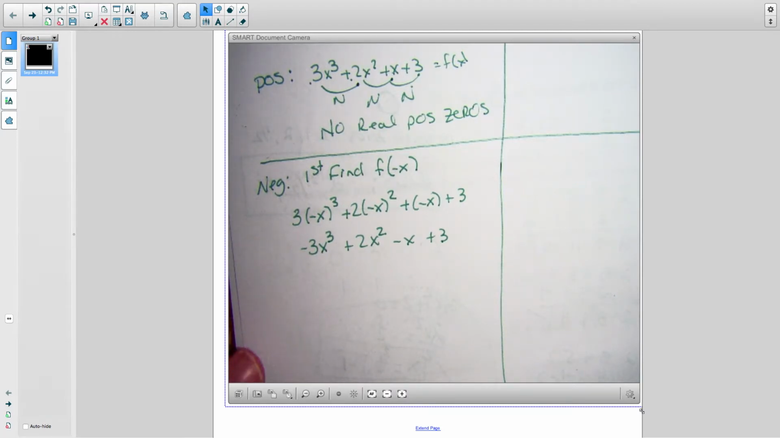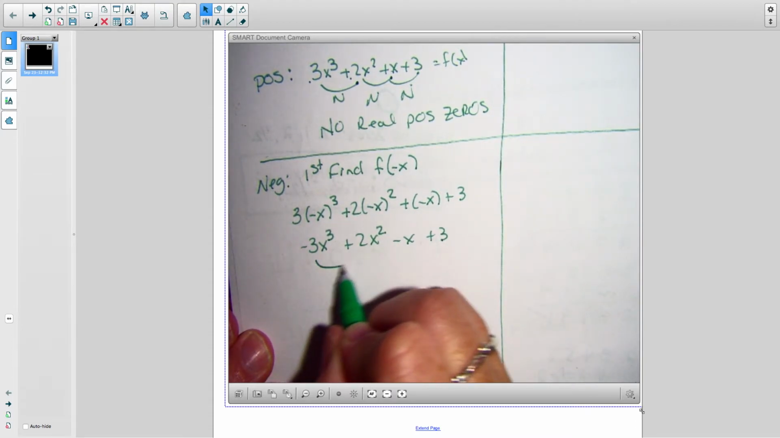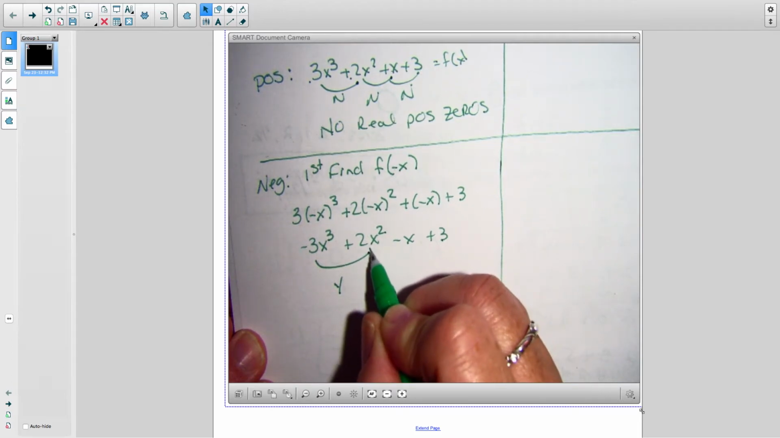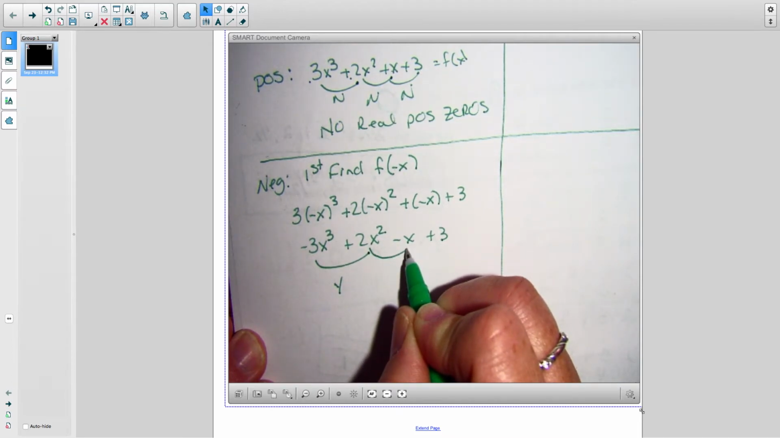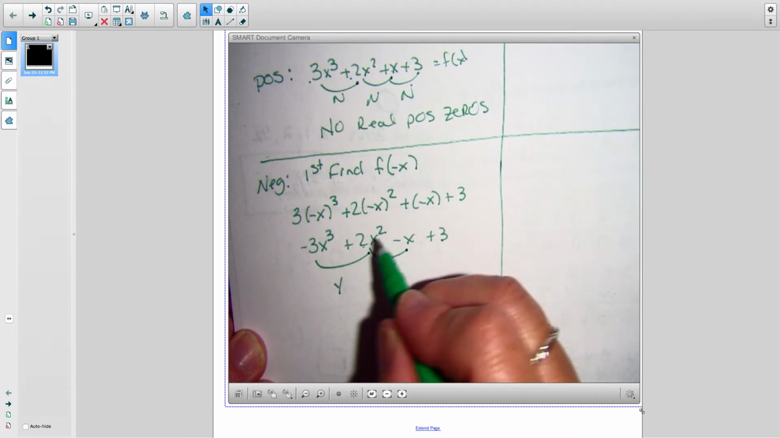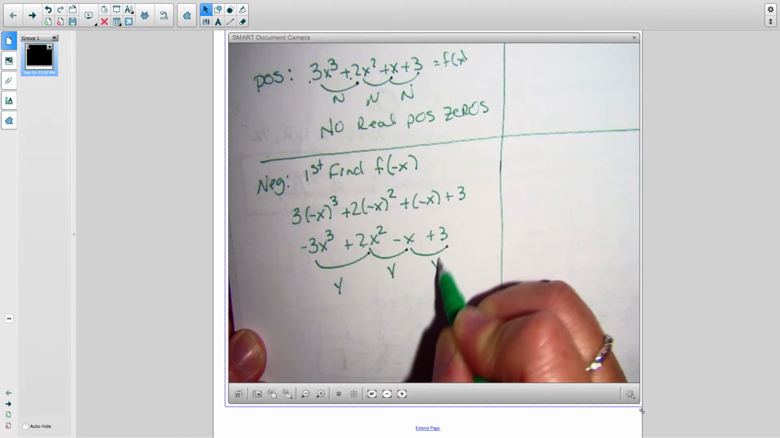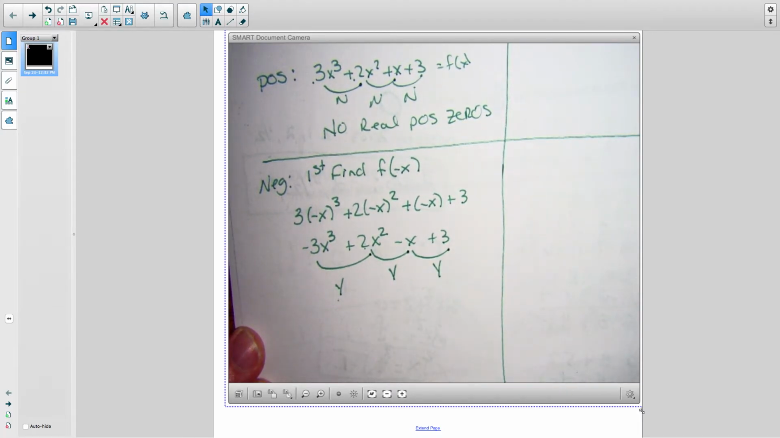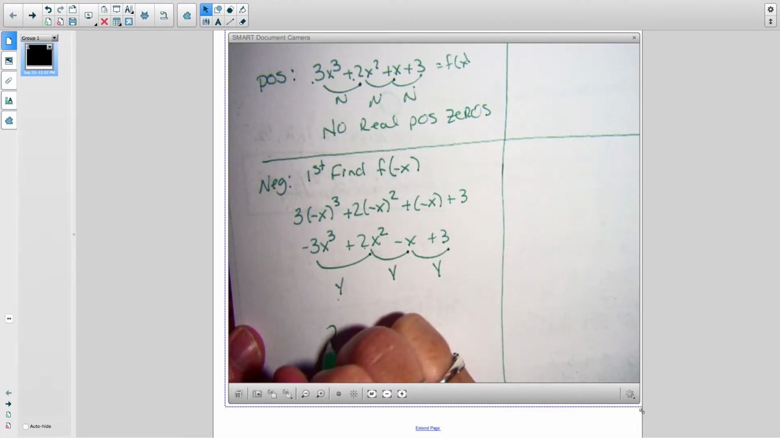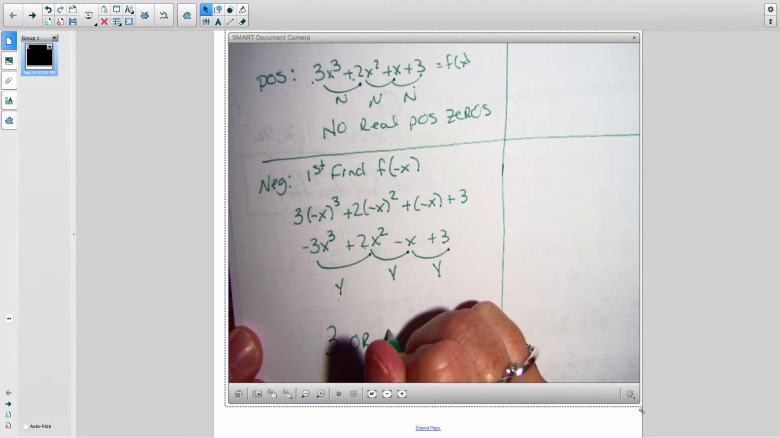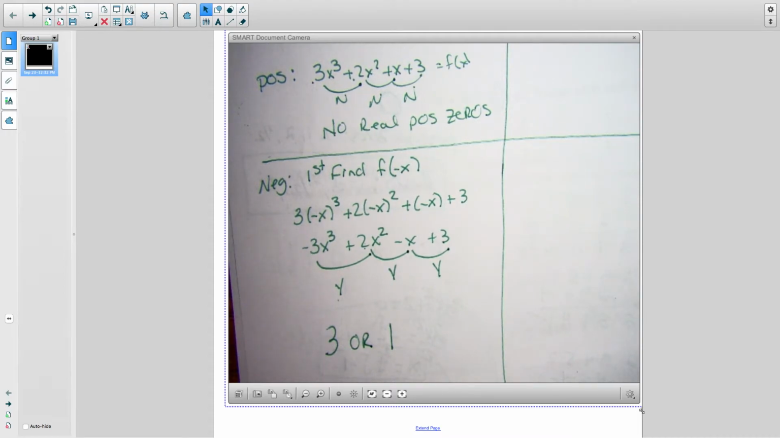Now look at the sign changes. Do I have a sign change here? Do I have a sign change here? Negative to positive, positive to negative. Do I have a sign change here? Yes. So how many yeses do I have? 3. So I have 3 possible negatives, or 1.